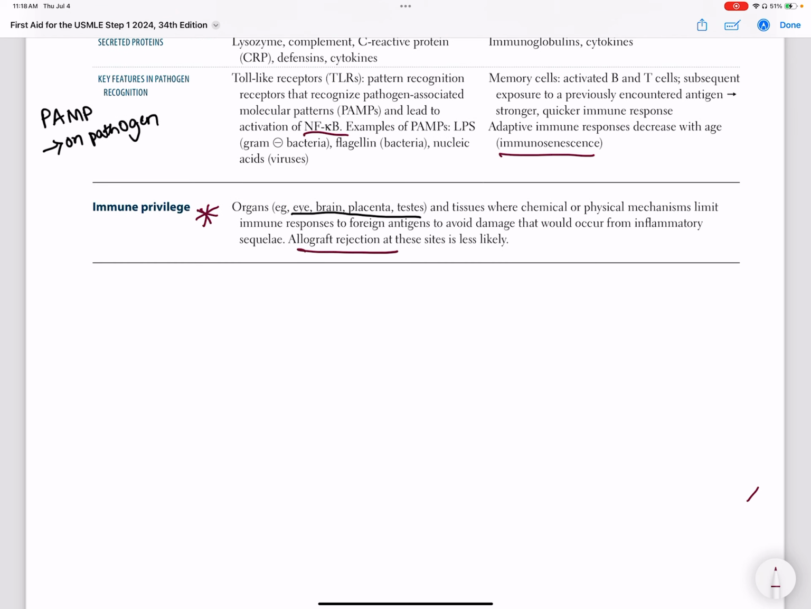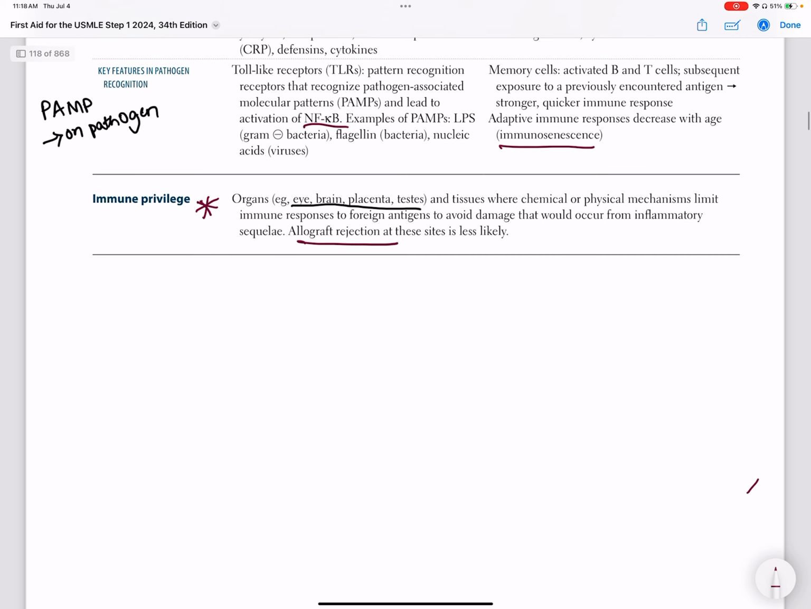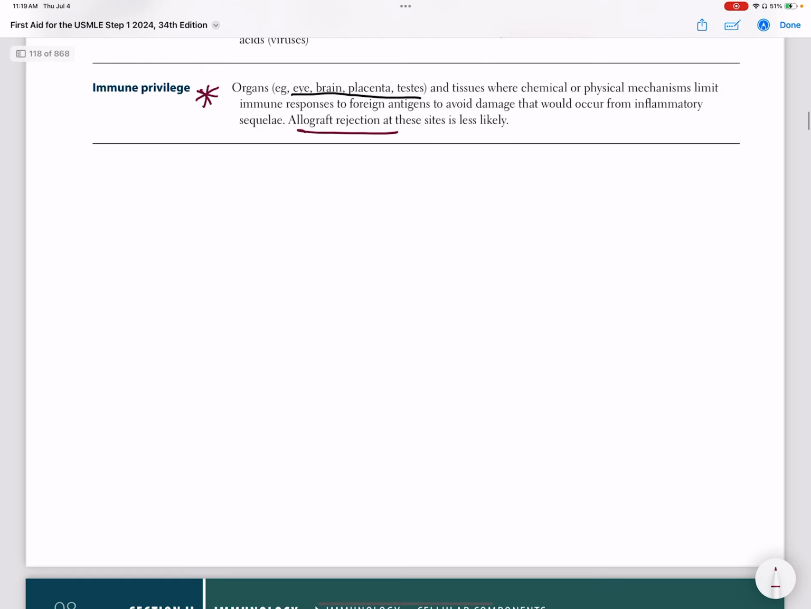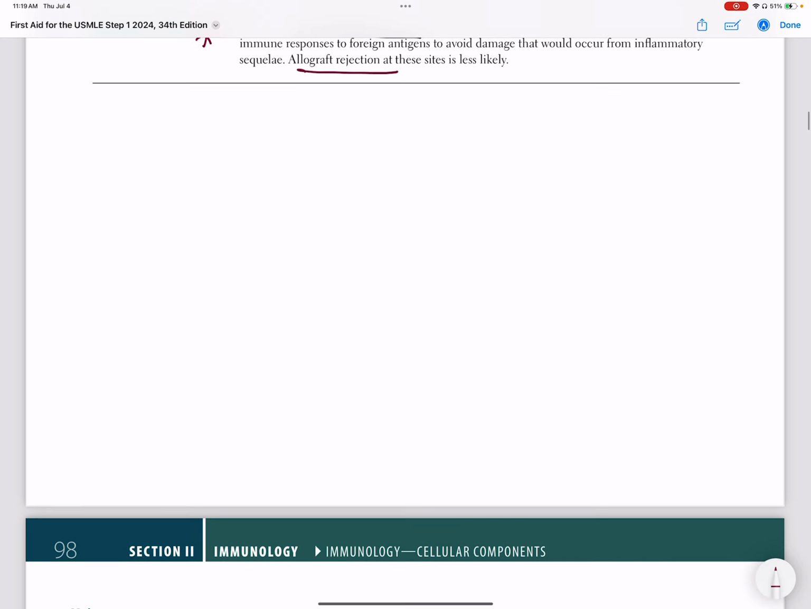Next, immune privilege. Organs such as brain, eye, placenta, and testes, and tissues where chemical or physical mechanisms limit immune response to foreign antigens, avoid damage that would occur from inflammatory sequelae. Allograft rejection at these sites is less likely.